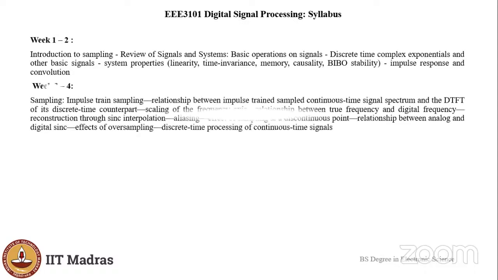In weeks 3 and 4, sampling. The process of sampling will be discussed in detail, so 2 weeks are dedicated to that. How a continuous time signal gets sampled and a discrete time signal and digital signal is produced will be discussed in weeks 3 and 4. What will happen if you oversample, what will happen if you undersample, all those effects will be discussed in detail in weeks 3 and 4.